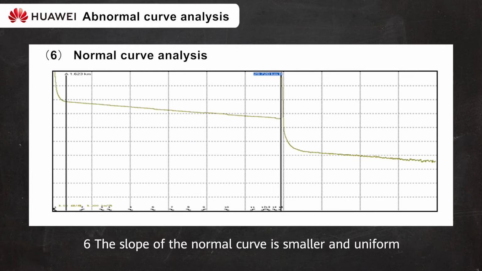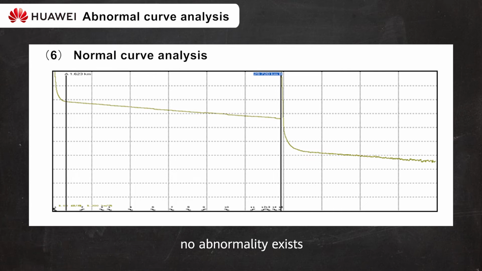6. The slope of the normal curve is small and uniform. The curve is straight. No abnormality exists. The splicing point is not large, and the step has no reflection peak.